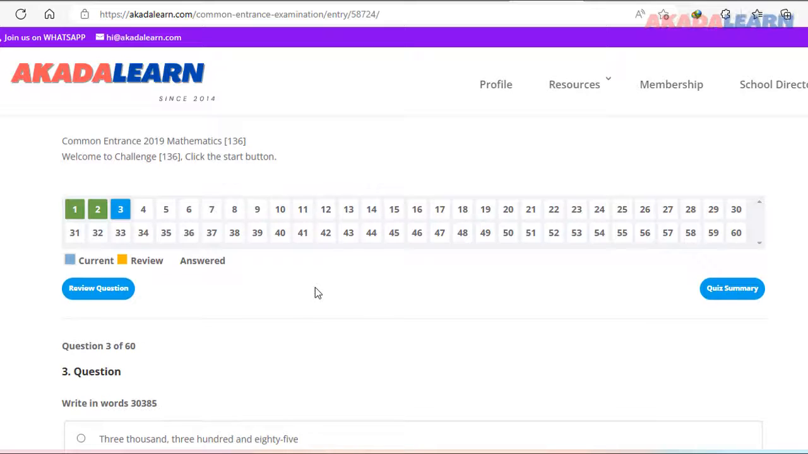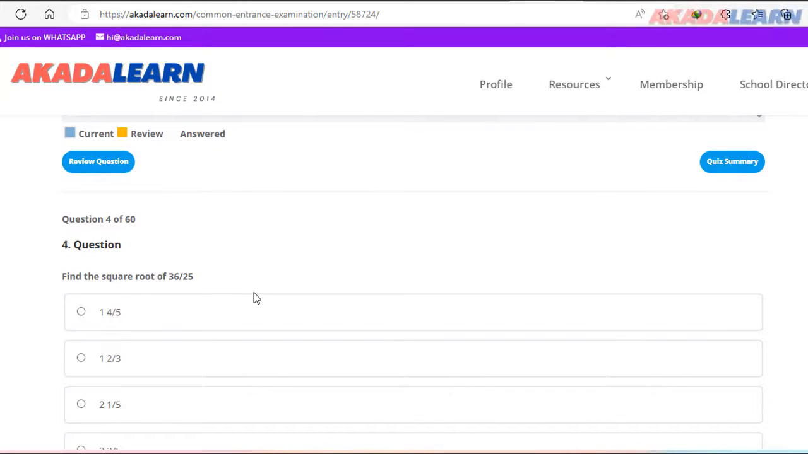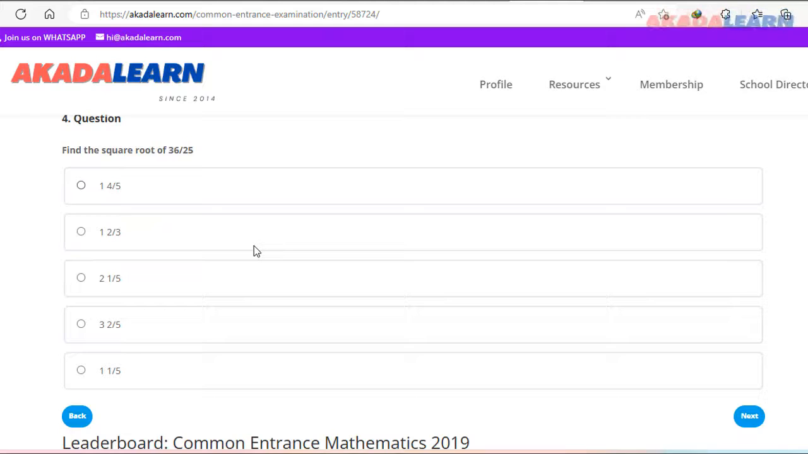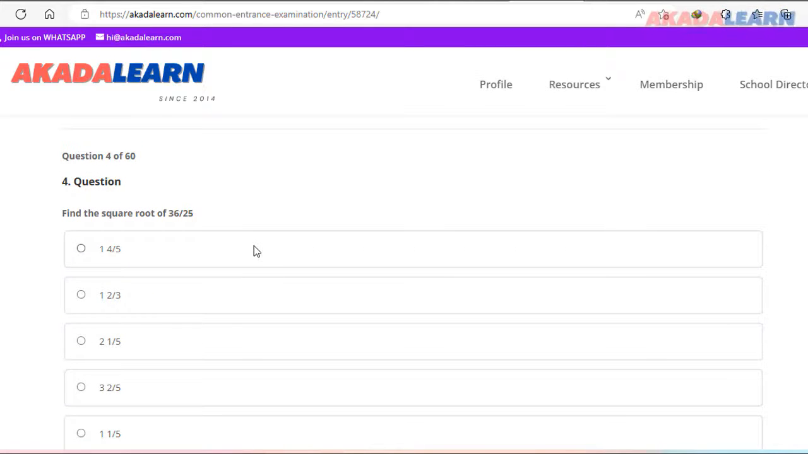And then let's go to question 4. Question 4 is find the square root of 36 over 25. You can see the options there. So let's go over to the solutions area and see what answer we get.